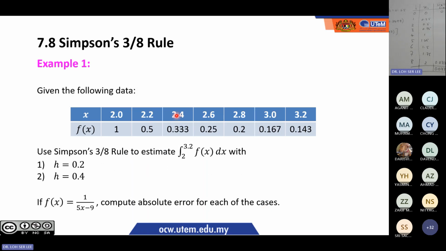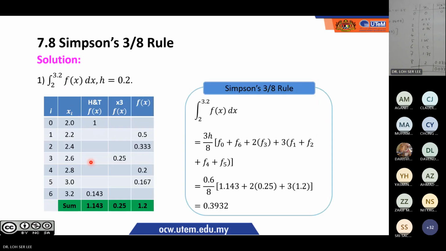Okay, we look at this example. You are given this set of data. Use Simpson's 3/8 rule to estimate this one, starting from 2 up to 3.2. H is 0.2. We start with H 0.2. When H is 0.2, starting 2, so next will be 2.2, 2.4, all the way up to 3.2.